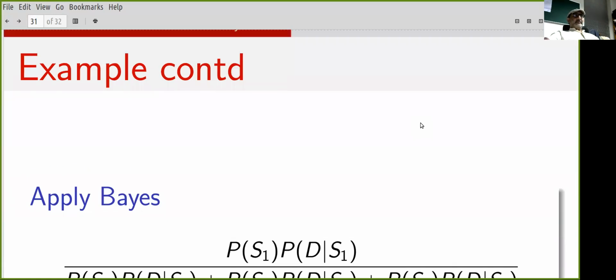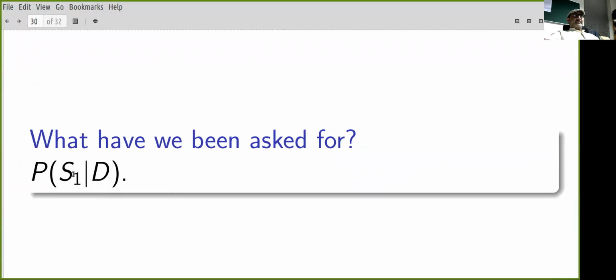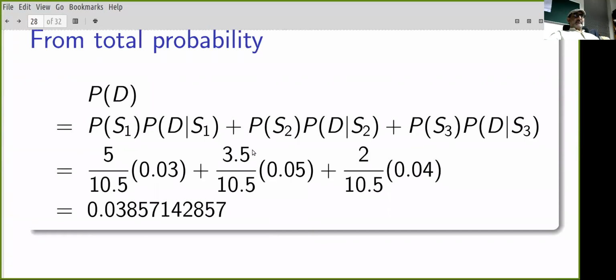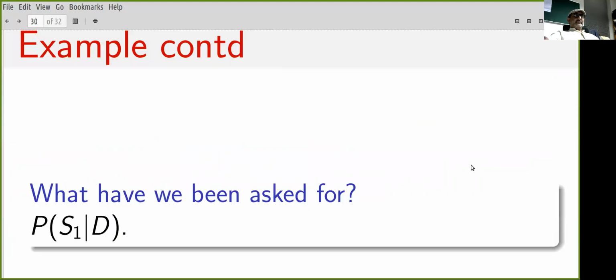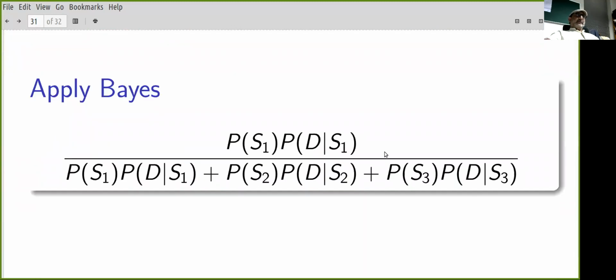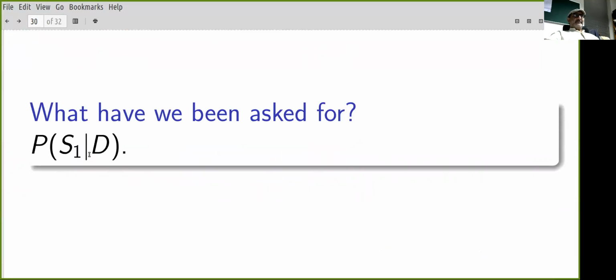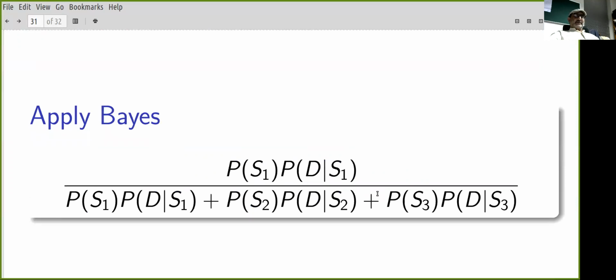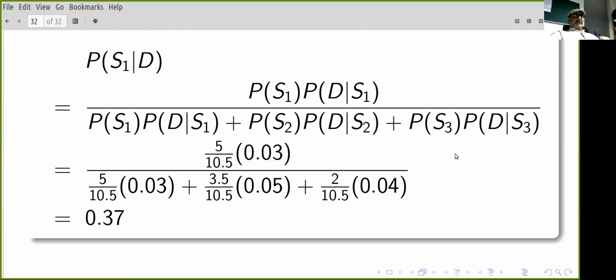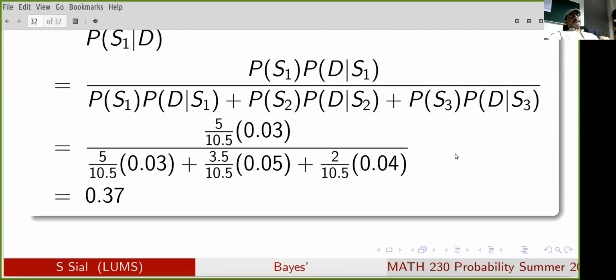Okay, so if we apply Bayes' rule, that's the probability of S1 intersection D divided by the probability of D. Okay, but we worked out the probability of D, that's this number over here. And the probability of S1 intersection D by the multiplication rule is the probability of S1 times the probability of D given S1. So once again, you put in all those numbers, and you will get 0.37. So those were some simple applications of Bayes' rule.